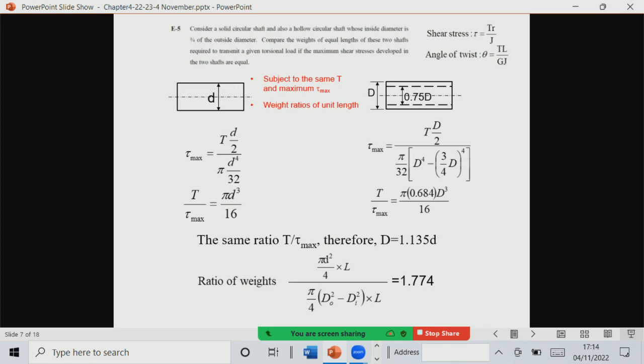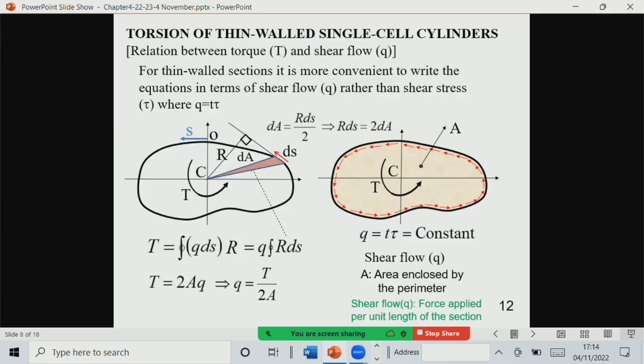Right, so if there are no questions, we move on to the second part of this chapter. In the second part of this chapter, we analyze a thin walled section subject to torsion. The thin walled sections could be closed and could be open. The open ones, we are going to cover on Monday.